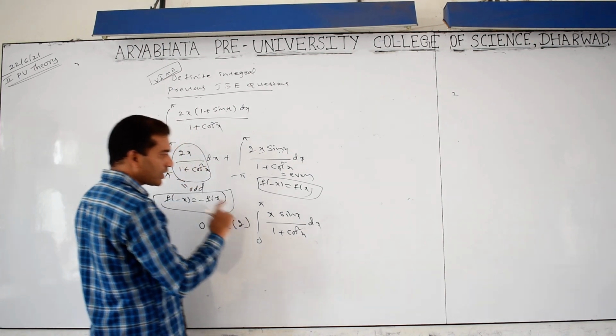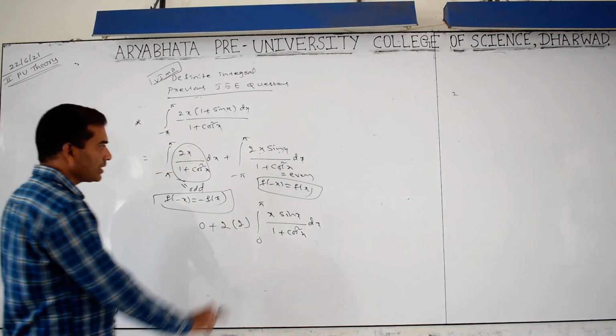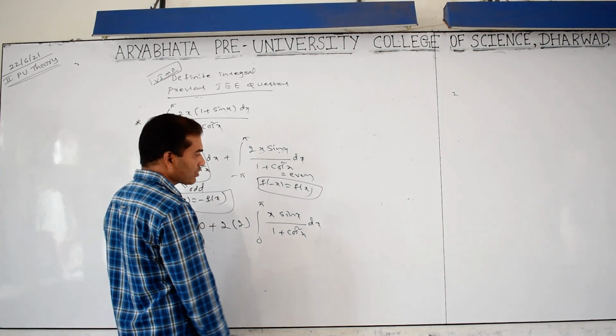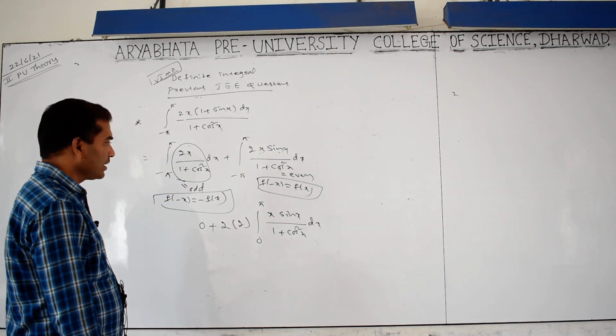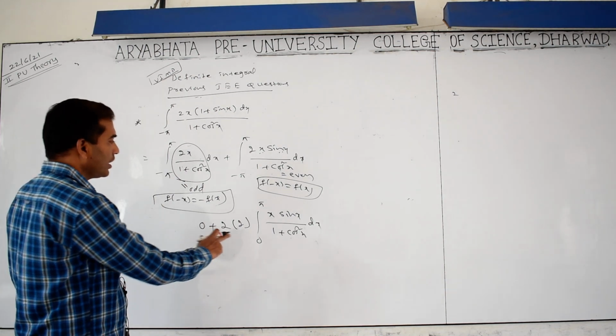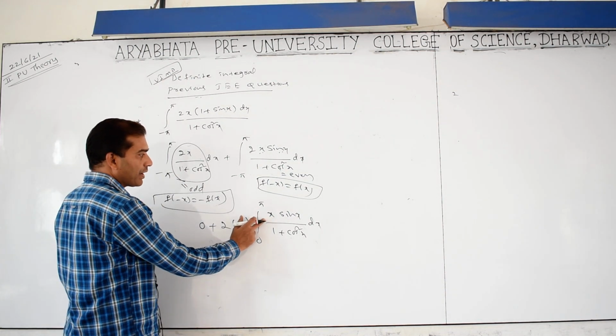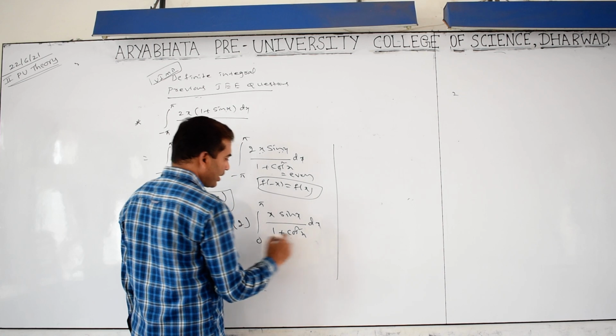You know this standard formula: x sin x by 1 plus cos²x. We have discussed this standard result. If you forget that value, it is π²/4. If you forget it, this is how to solve it. I am going to solve this separately.